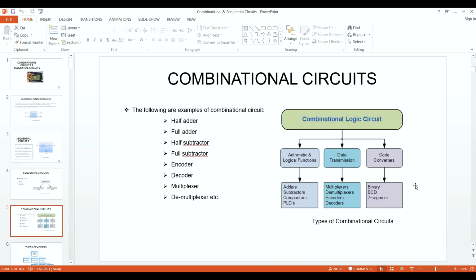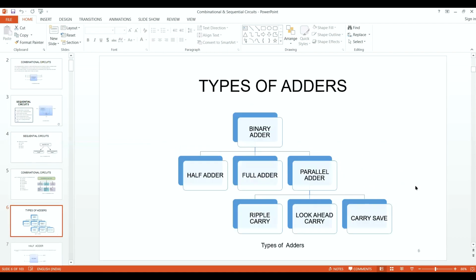Now, when we talk about code converters, we are talking about binary, binary coded decimal, or 7-segment display. When we talk about a 7-segment display, we are talking about digits 0, 1, 2, 3, 4, 5, 6, 7, 8 and 9, and 10. But 10 is not considered, so we are considering from 0 to 9. But how can this be used in making certain kinds of traffic lights? How can we incorporate different types of flip-flops? This we can do with the help of sequential circuits.